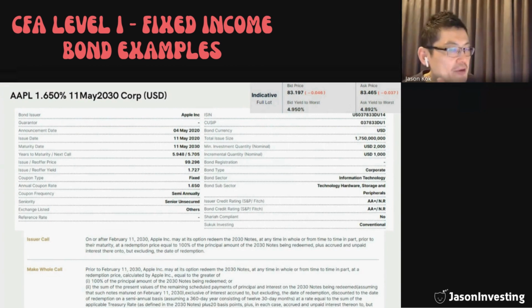Okay, Kenneth, let me ask you a question. Why do you think the bond price dropped from 99 to $83-ish, and what does it mean for a bondholder? If you are a bondholder, you only care that you get this 1.65% coupon rate, right? And at the end of the day, at maturity, you get back the principal. But what is this price? How do you interpret it? You want to take a guess?